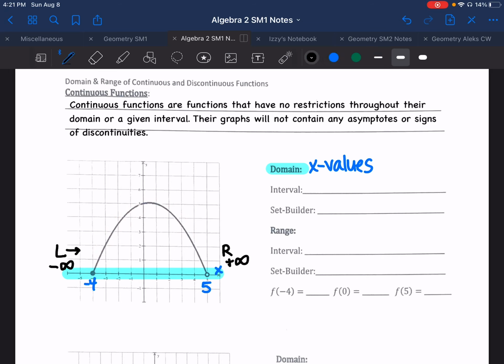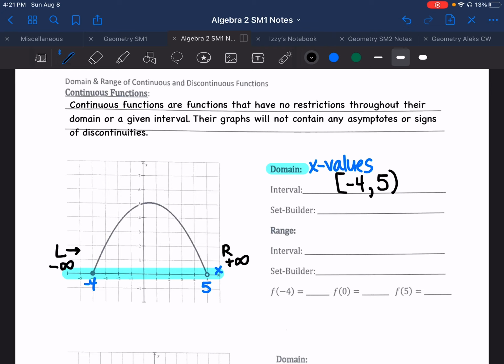To write that in interval notation, I would put the number that I see first on the left, which is -4, comma, and then I'd read until I get to the stopping point on the right, which is +5. If my circle is closed like it is at -4, I would place a bracket. And if the circle is open like it is at +5, I would place a parenthesis. And that's it for interval notation.